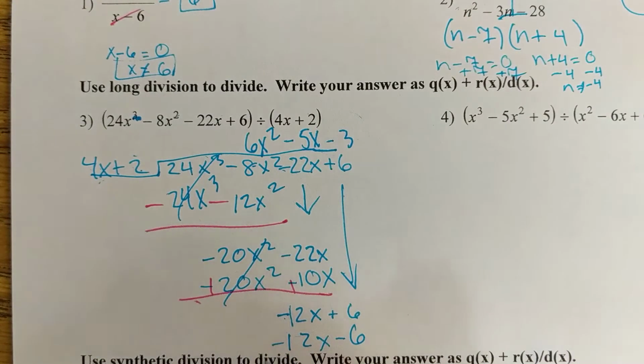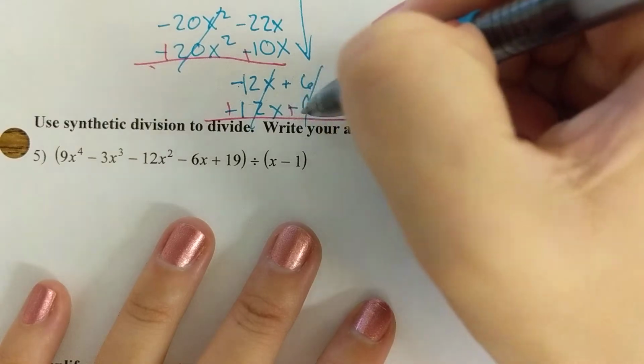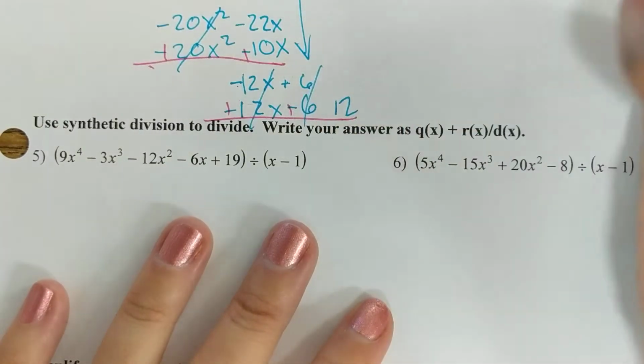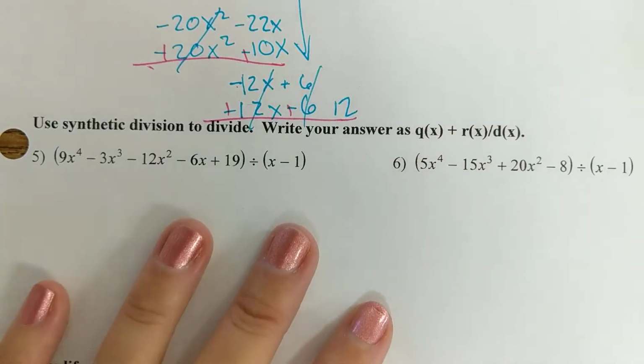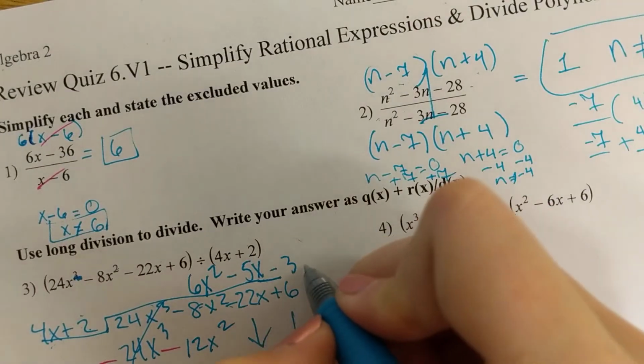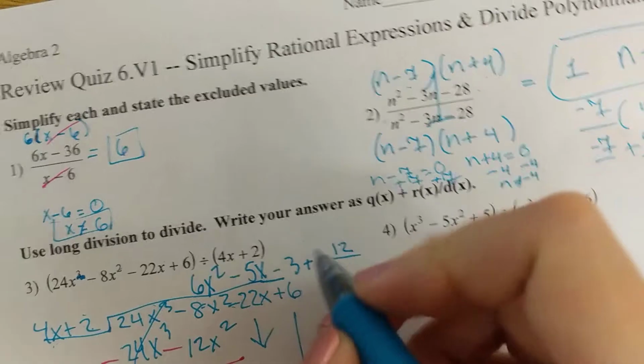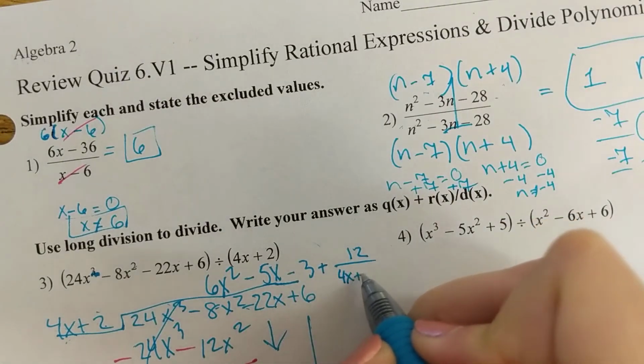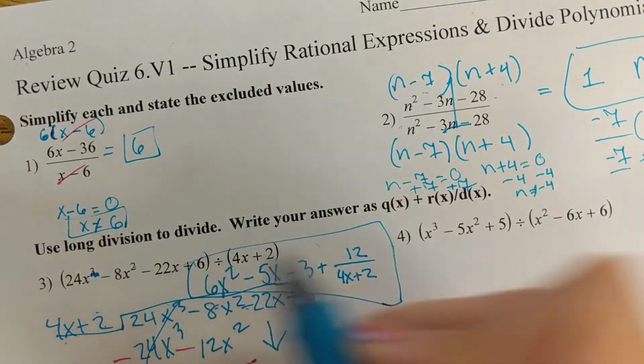Draw your line and change your signs. 6 plus 6 is 12. It's not 0, it's 12. All right, and we write the remainder over the divisor, 4x plus 2. All right, that was rough, y'all.